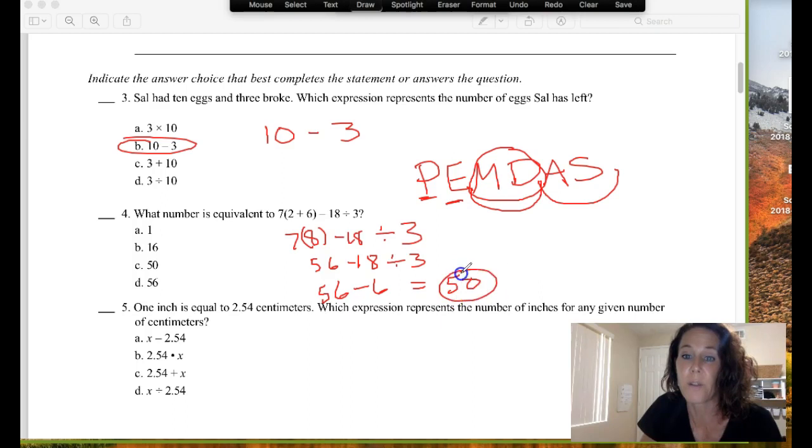So careful, you need to make sure you do your order of operations correctly. Don't do the subtraction first, do the division first, then do the subtraction. And the answer should be 50.